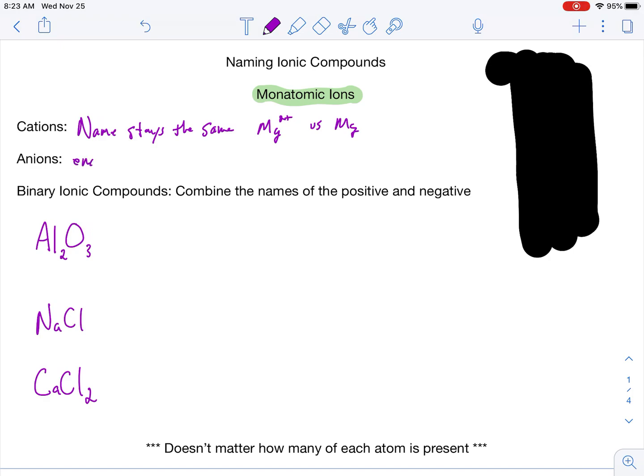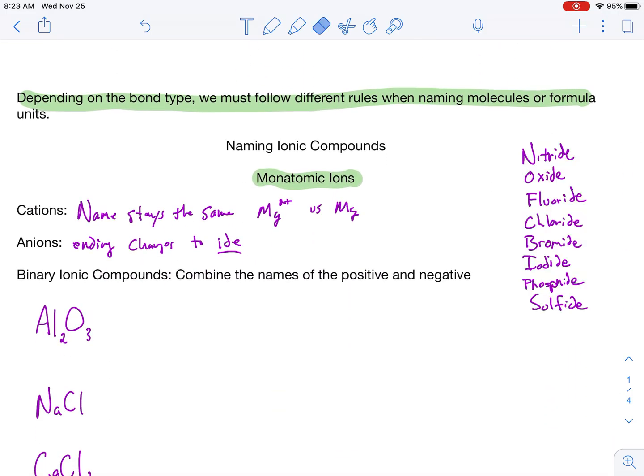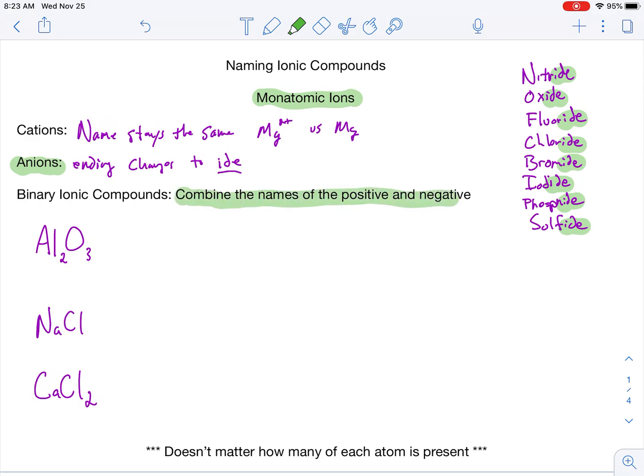Anions, the name changes. Specifically, the ending changes to IDE. Up top here, you might notice we have chlorine, but it changed to chloride. There are only so many nonmetals. I've listed them out here for you so you can see their name and how they change. Nitrogen is nitride, oxide, fluoride, chloride, bromide, iodide, phosphide, sulfide. Those are the only ones you have to worry about. Those are all of your nonmetals, and nonmetals would be anions, and you can see how their name changes to IDE. Then all you have to do is combine the names of the positive and negative ions, the cations and anions.